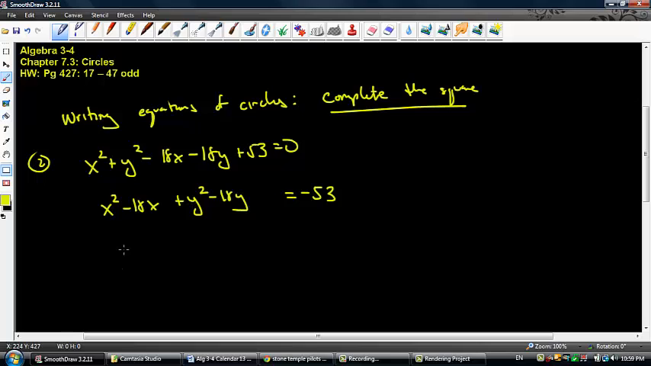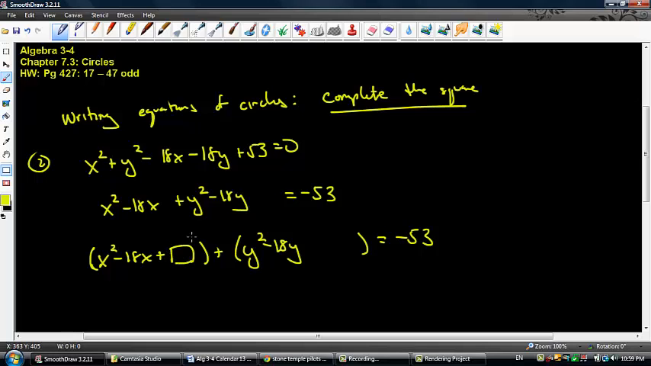So let's do this again, leaving ourselves some space. I've got x squared minus 18x, leave yourself some space, plus y squared minus 18y, leave yourself some space again, equals negative 53. Now I am going to add the box on both the x's and y's because I'm trying to create two perfect square trinomials. If I add two boxes to the left, I have to add two boxes to the right. Inside the box here is negative 9. Inside the box here is negative 9 again.